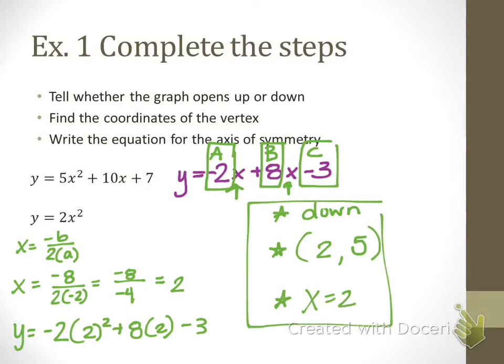Now, one other thing that I do want to tell you about is what would happen if in this equation B was already negative. Let's say it was -2x minus 8x. What would I do if B is already negative? Because my formula is -b. So what would it become? A positive. Okay, just make sure you remember that. Okay?